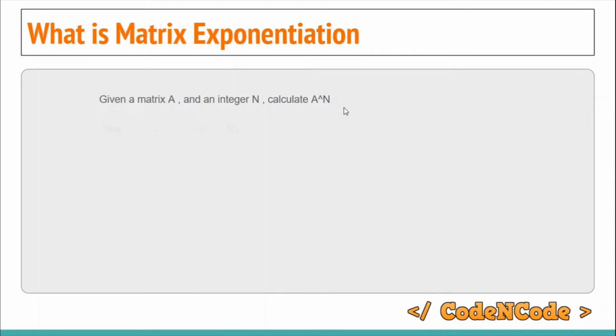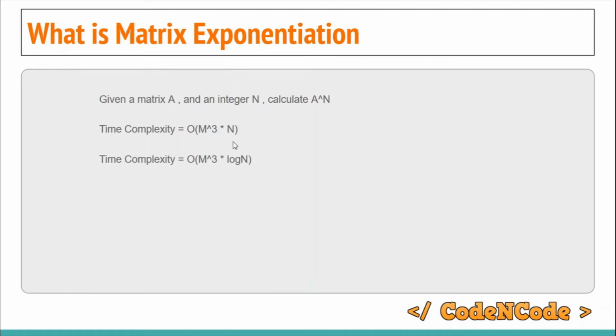The normal time complexity, if you do this, would be m cube into n. The reason is, first of all, m is the dimension of the matrix. Suppose A is a square matrix and m is its dimension. When you multiply two square matrices together, the complexity is m cube, and since we have to make n multiplications, the overall complexity would be m cube into n.